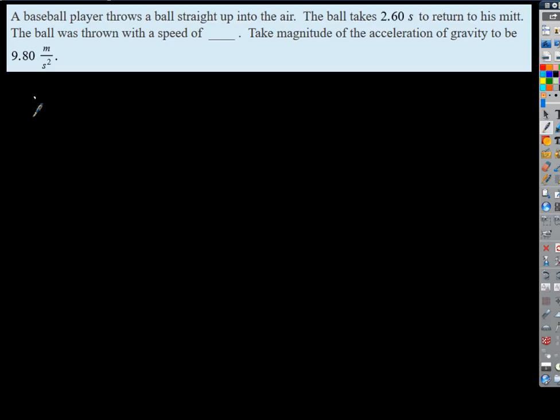Time. Time equals 2.60 standard units. Acceleration is given to us. What's the acceleration? Negative 9.8, right? Negative 9.80 standard units. What else? Anything else? Okay, that's it, I guess. So there's a couple ways we could look at this. If we choose to look at this for the full trip, there is something else that's implied by this.